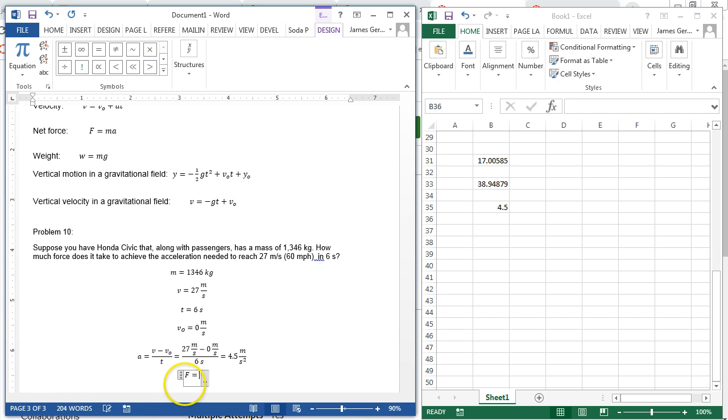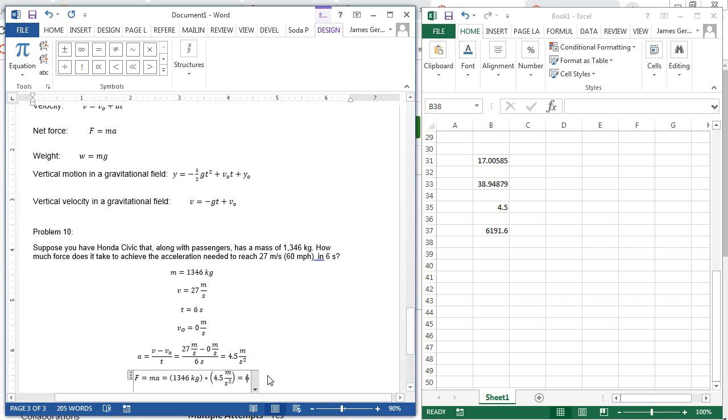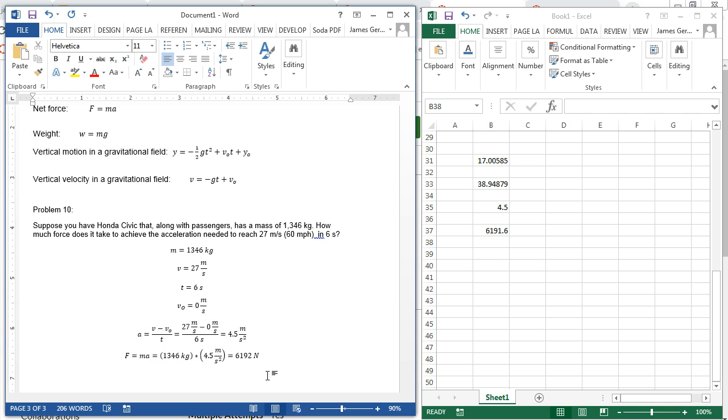F equals ma is going to end up being 1346 kilograms times 4.5 meters per second squared, right? Okay. So 1346 times 4.5 is going to give us 6192. 6192, and the units for force, kilogram meter per second squared, are newtons. All right, so 6192 newtons, and that is it for problem 10.